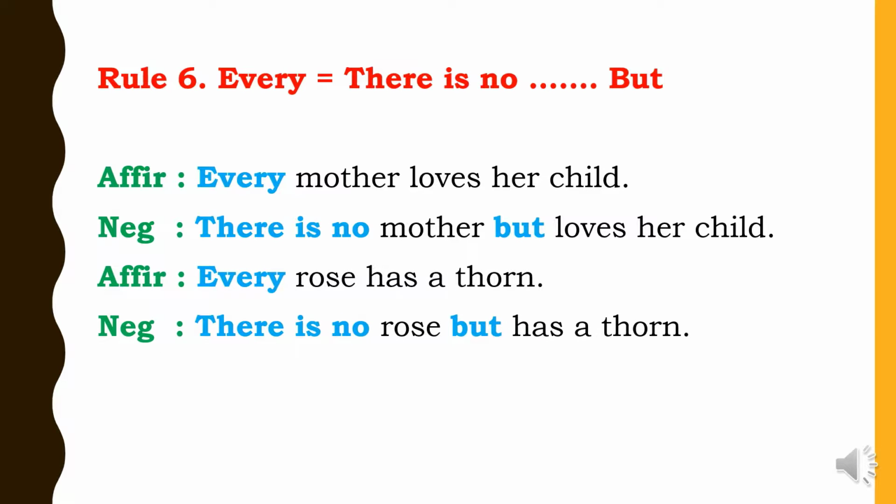Similarly, every rose has a thorn. So in this sentence as well, we have used there is no instead of the word every, then we have used the word rose, and then according to the structure we have used but and the rest of the sentence without any change.